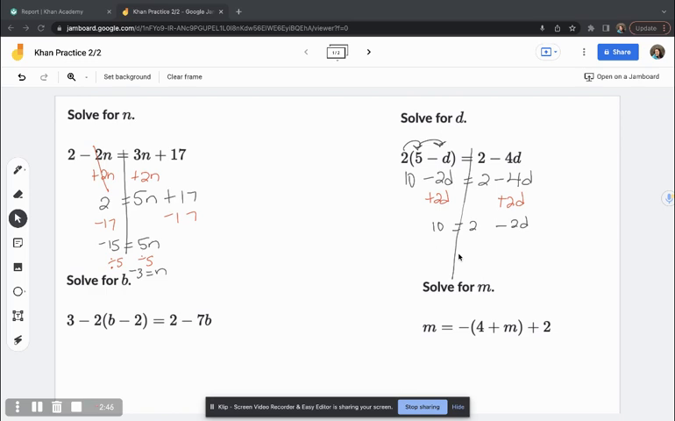All right, now I'm going to solve this like normal. So I'm going to cancel out that 2 by subtracting 2. 10 minus 2 is going to give me 8 equals negative 2d. And then I'm going to divide by negative 2. And that is going to give us negative 4 equals d.